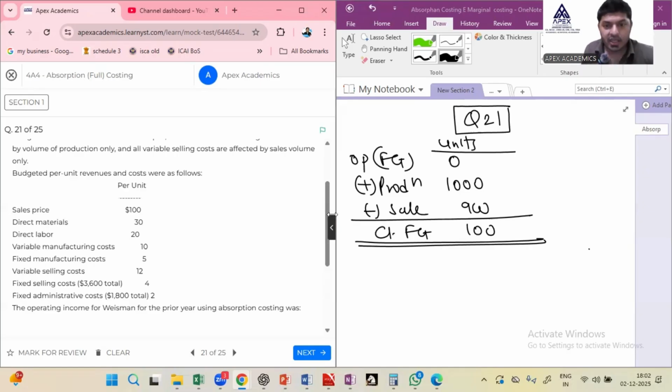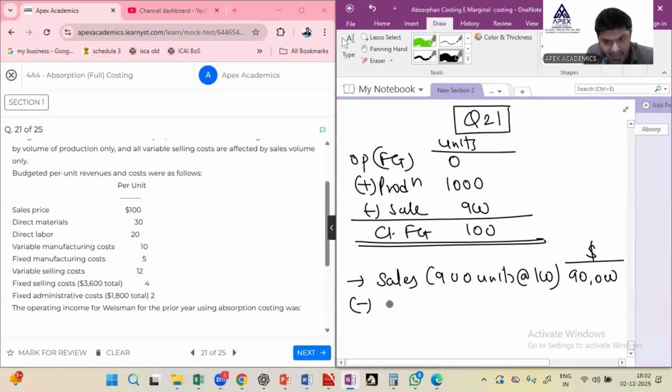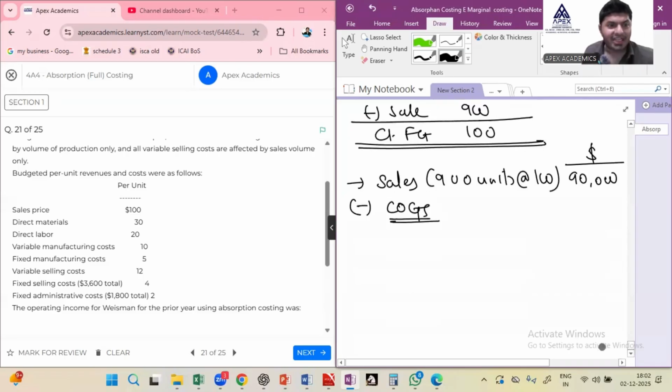Please pay attention. We begin by stating that my sales in this particular case are going to be 900 units at the rate of 100, and the answer over here is 90,000. From sales, I will subtract obviously my cost of goods sold, and I am doing absorption costing. So both fixed and variable are going to be a part of my cost of goods sold.